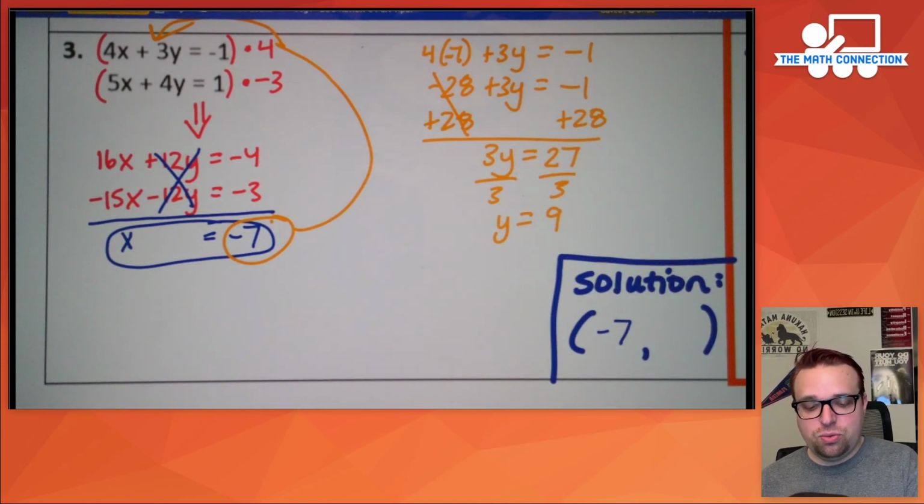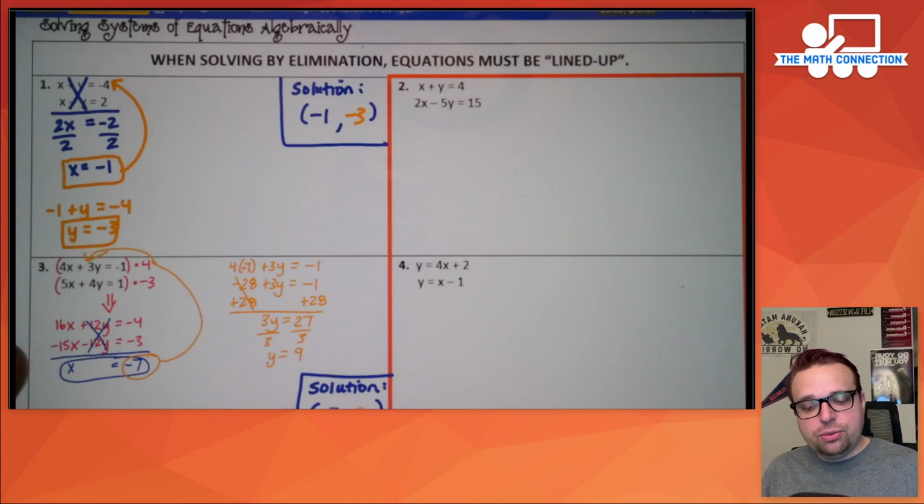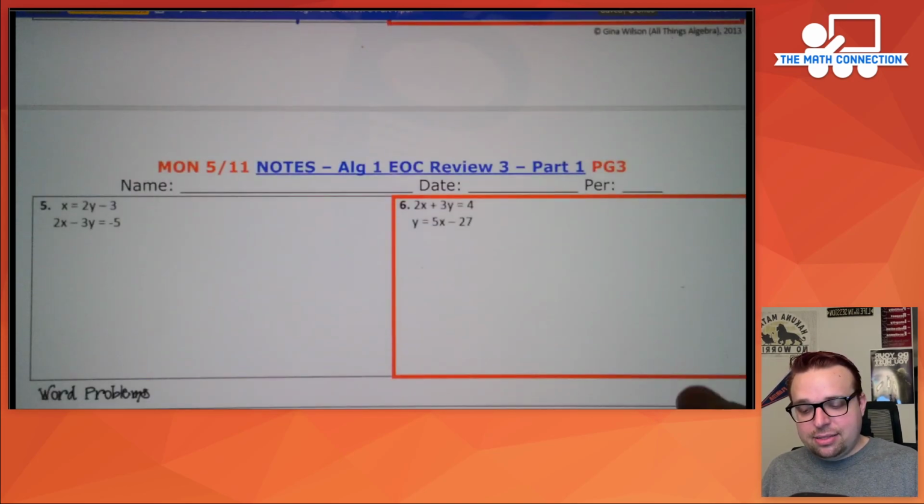9 times 3 is 27. So that's the solution to this system, negative 7, 9. Okay, you guys go ahead and do 2 and 4, and I'm gonna roll on to the last topic here.